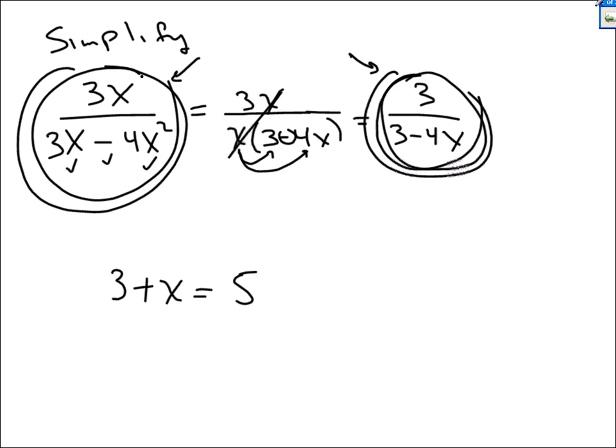This is a conditional equation. This equal sign is valid only if x is 2. 3 plus 2 is 5. It's only valid if x is 2. That's not what we have on top here.